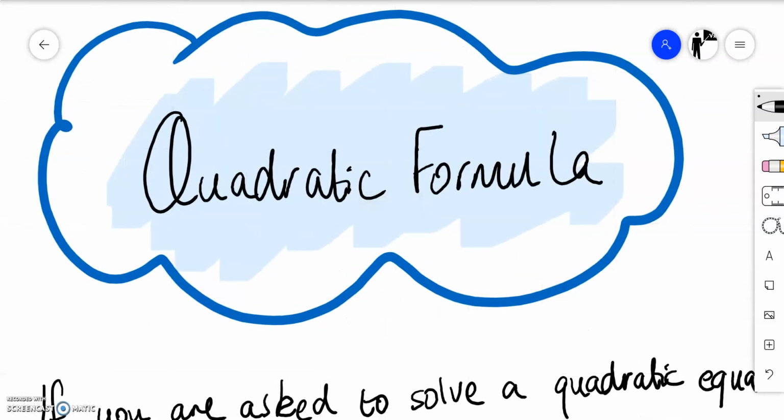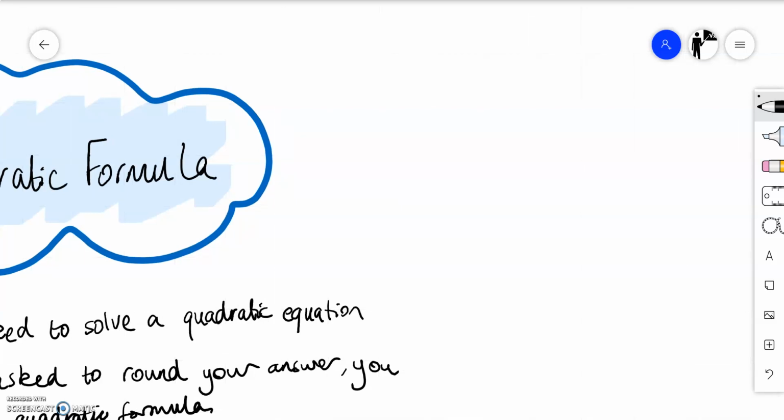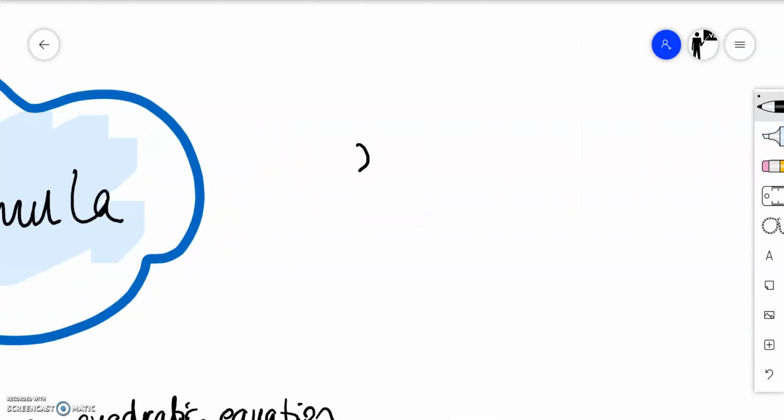In this video, we're going to have a look at how to use the quadratic formula. We've got two examples that we're going to work through. At National 5 level, you can be expected to solve some quadratics. For example, there might be a question that looks like this.